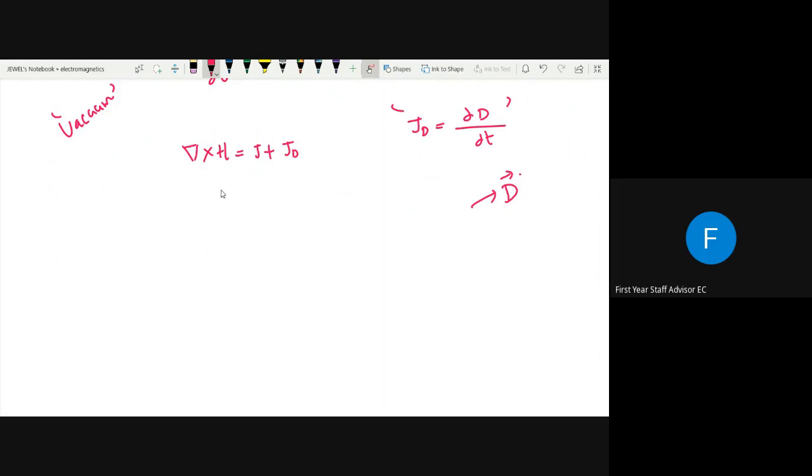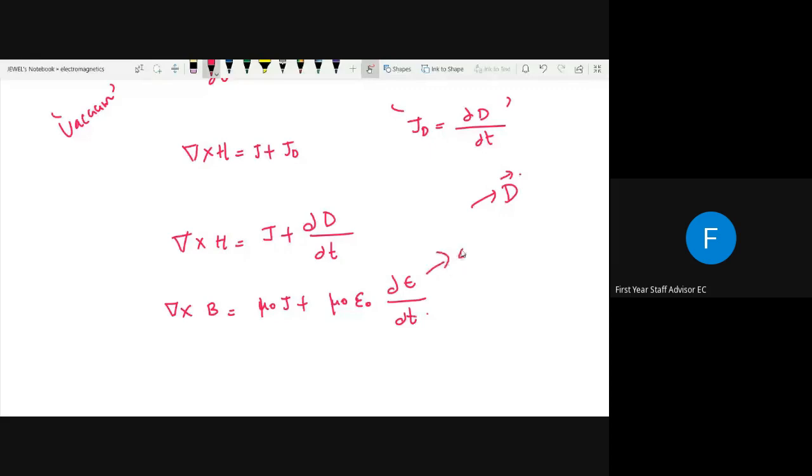So this JD, or dou D by dou t, changes the field of electromagnetics forever. What is Maxwell's fourth equation? Maxwell's fourth equation says that del cross H is equal to J plus dou D by dou t. Or in terms we are familiar with, we can write it as del cross B equal to mu 0 J plus mu 0 epsilon 0 dou E by dou t. So what is the physical meaning or physical significance of Maxwell's fourth equation?